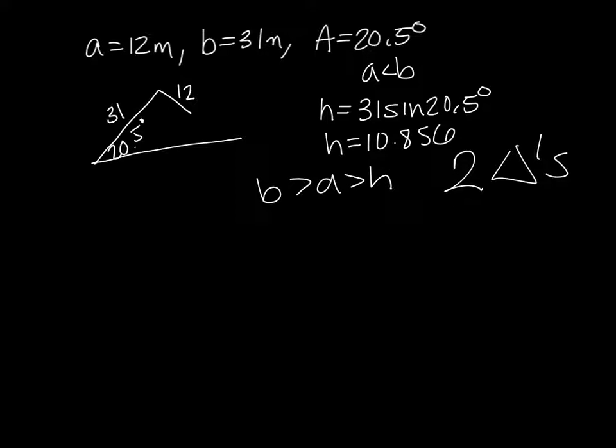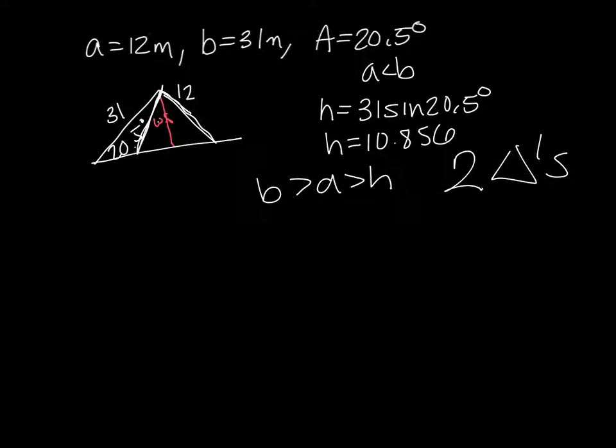Okay, so what's happening, let's look at the picture. If I draw in the height here, the height is only 10.8, right? So I either have this triangle, the 12, that goes out here, or I could have the 12 that goes in here. So I have one of two triangles.